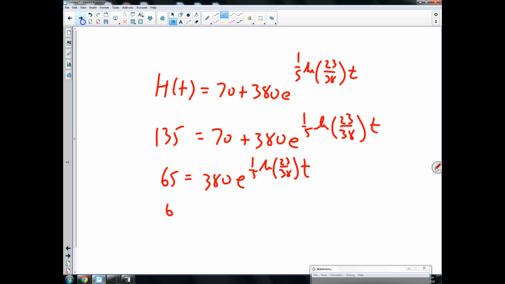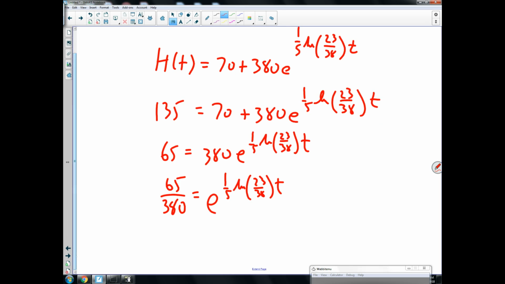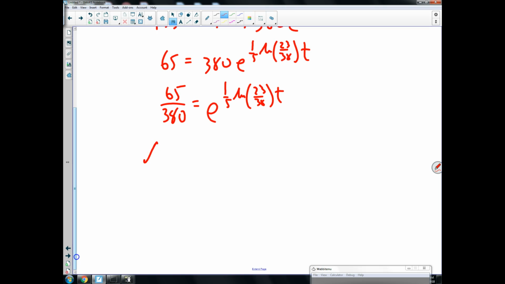Divide by 380, which you could reduce. This would be 30, this would be 1376. Leave it like that, that's fine. Whoops, I didn't ln yet. And then ln both sides.